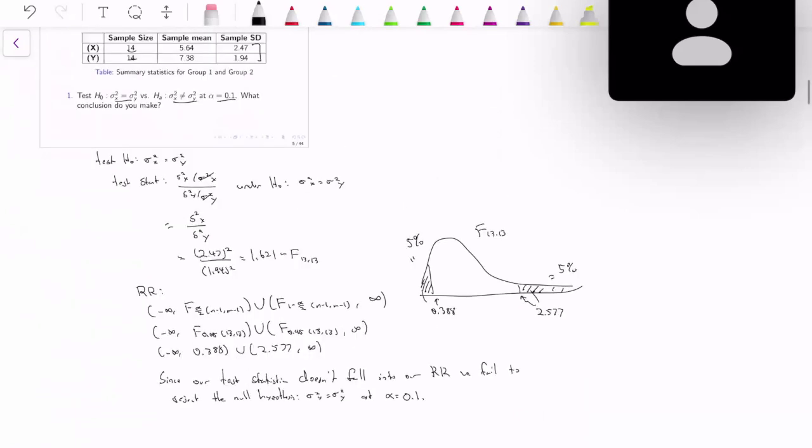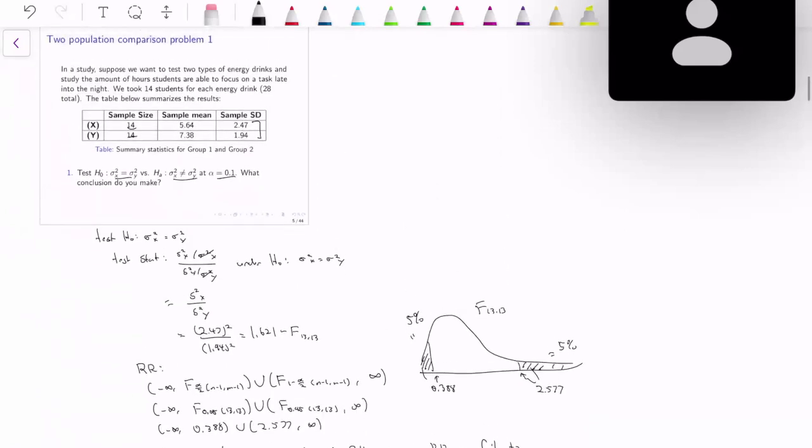Any questions for this two population comparison problem? If not, we'll move on.